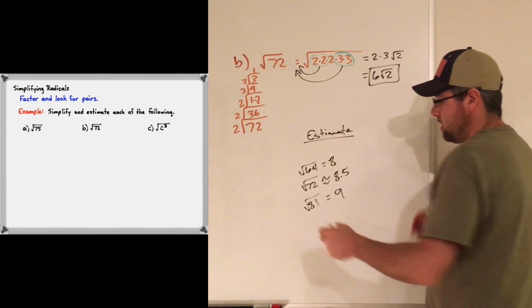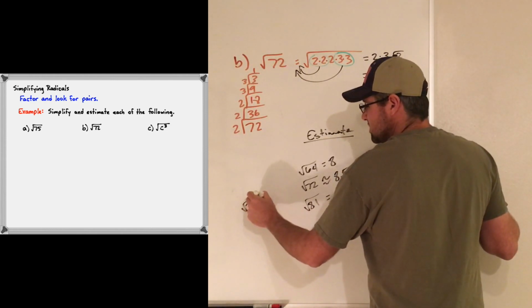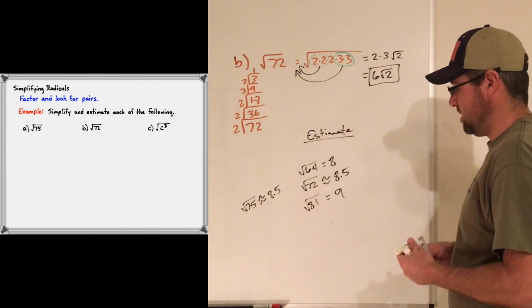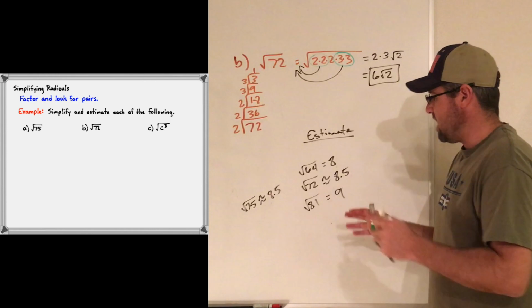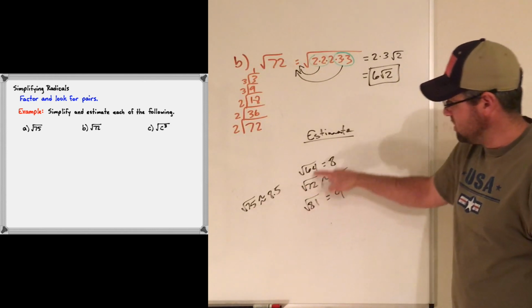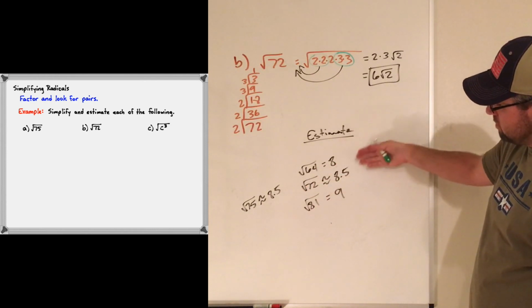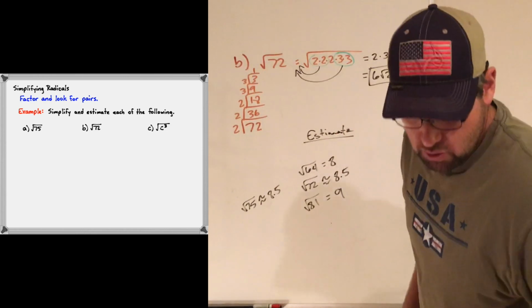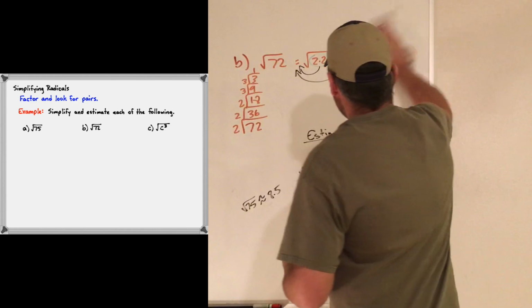So on the previous one, I came up with the same answer. I had the square root of 75 is approximately 8.5. And it is approximately, but it's not exact. We're just saying that both of these numbers are between 64 and 81, so we know that their square roots are going to be somewhere between 8 and 9. Okay? Let's go ahead and take a look at one with a variable in it now.